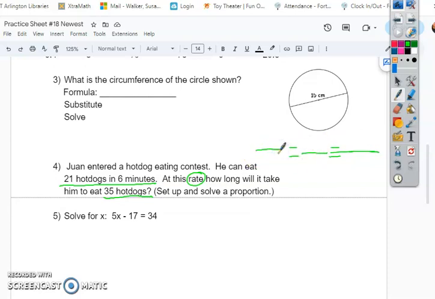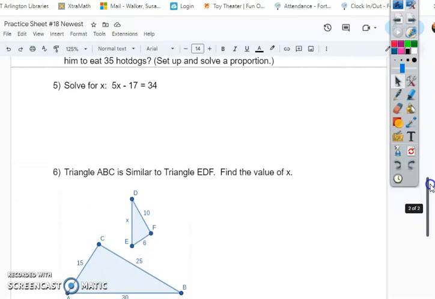So I would say 21 hot dogs in 6 minutes. At this rate, how long will it take him to eat 35 hot dogs? So you know 35 will match up. It'll go here, put in X, and cross multiply. Okay? That is your job. That's how I would do it. There's other ways to think about it. This is the way I would do it. Okay?